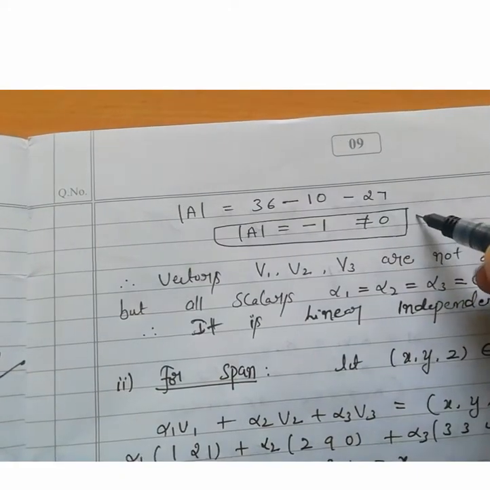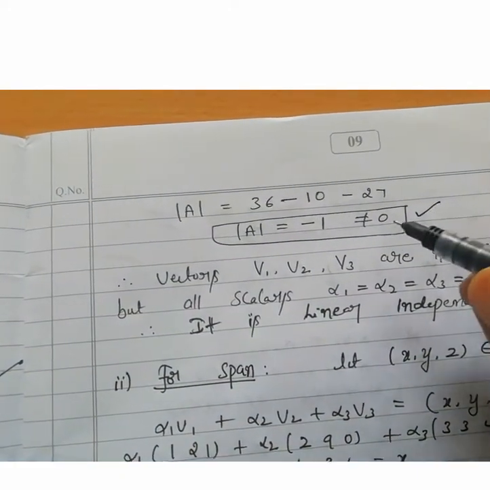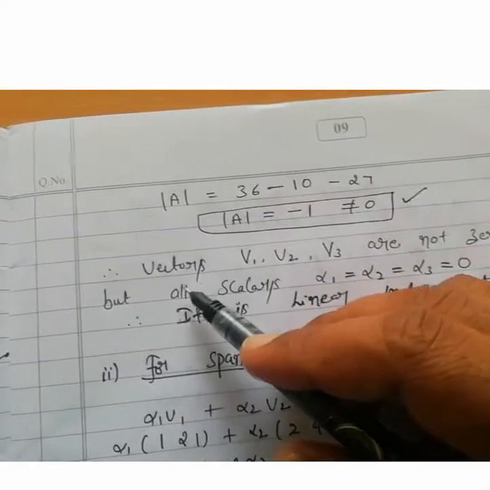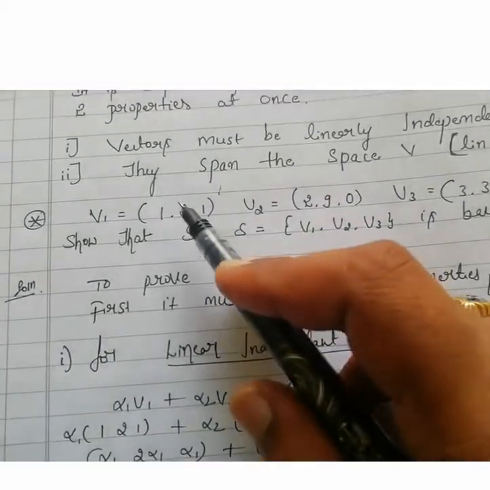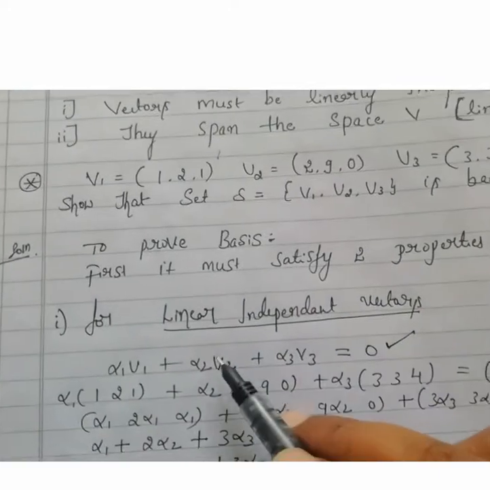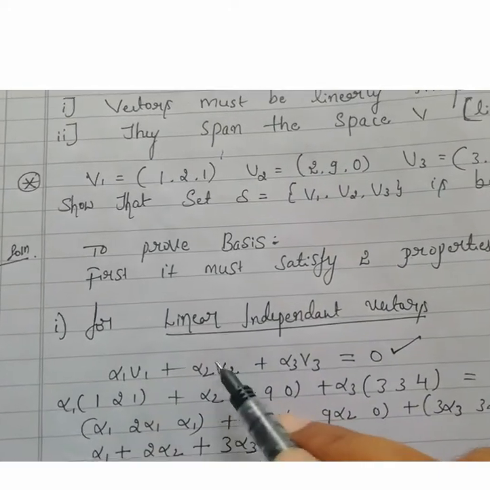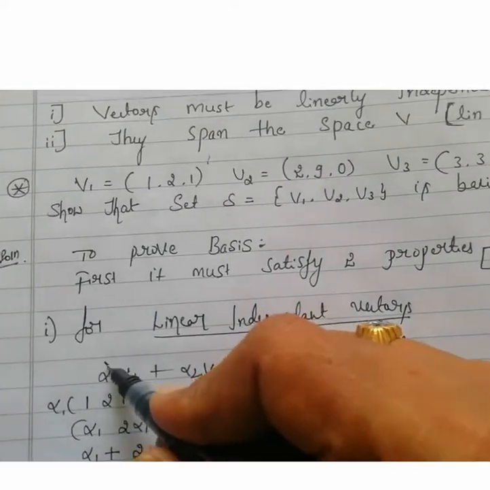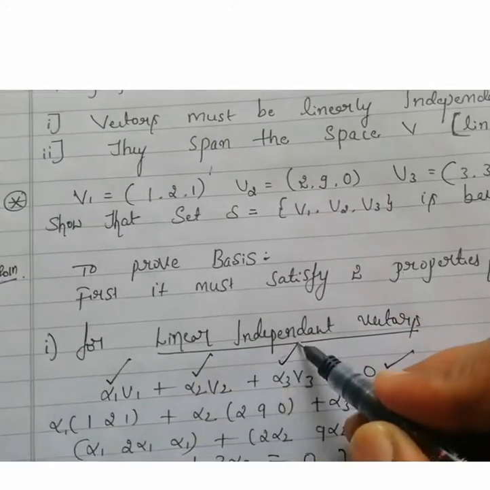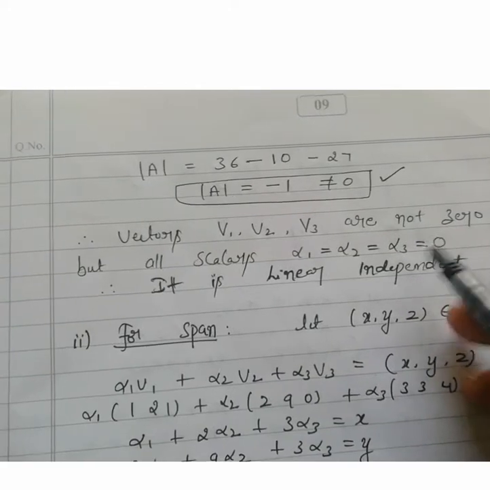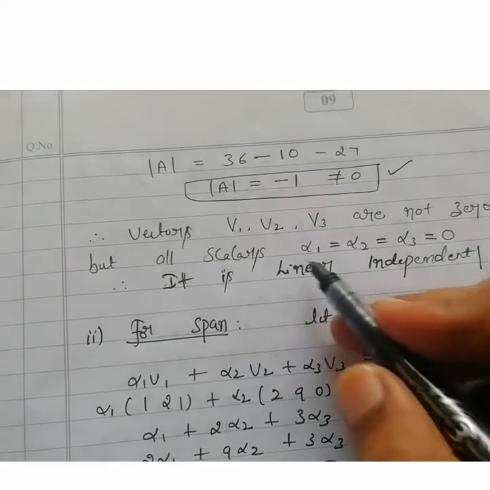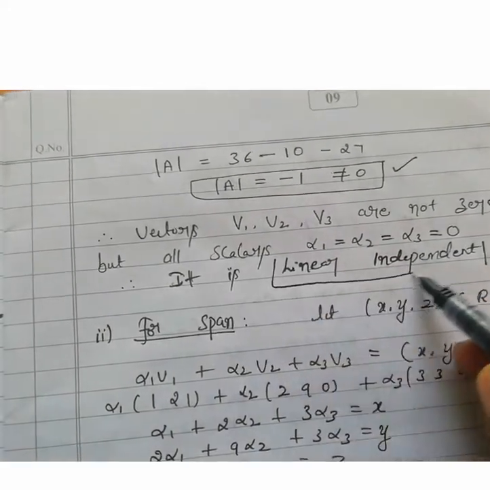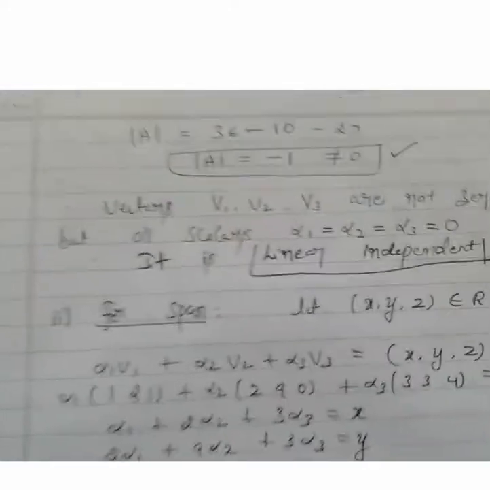So now we make one conclusion: the determinant of A is not equal to 0. This means the system has only the trivial solution, so all the scalars alpha 1, alpha 2, alpha 3 are equal to 0. When all scalars are equal to 0, we call this linear independence, or linearly independent vectors.